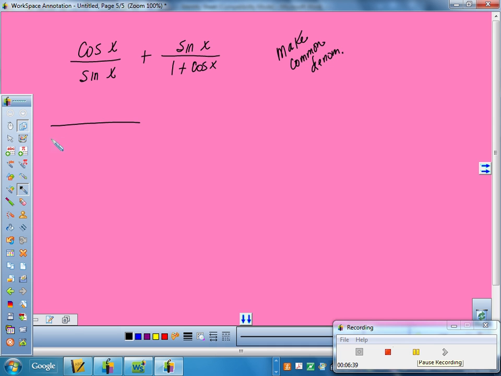Yeah. Sin x is one term, 1 plus cosine is a totally different denominator, so you've got to have one of each. So yes, you would write it as sine of x times 1 plus cosine of x. Okay. So you're going to do that common denominator for each fraction. Okay. And then you're going to go back to the basics. How do you make common denominators?